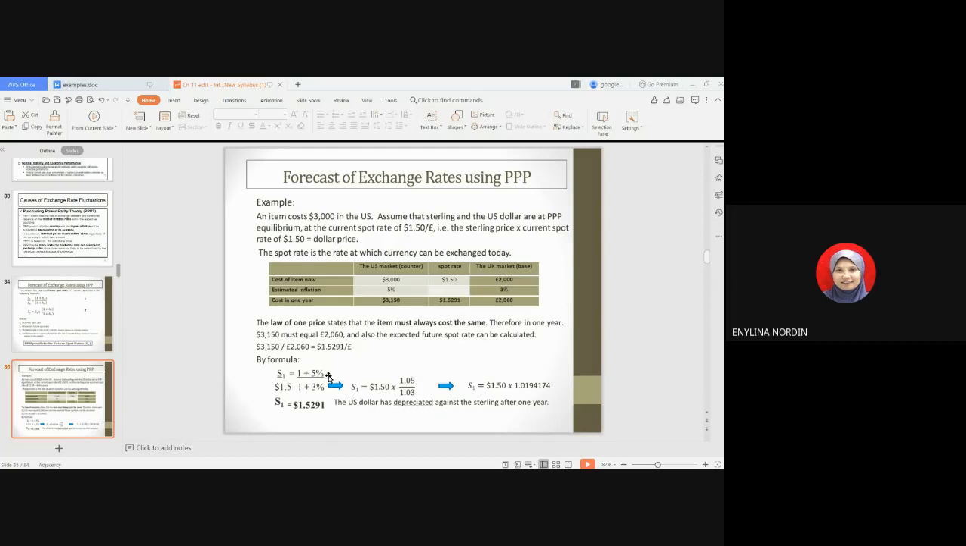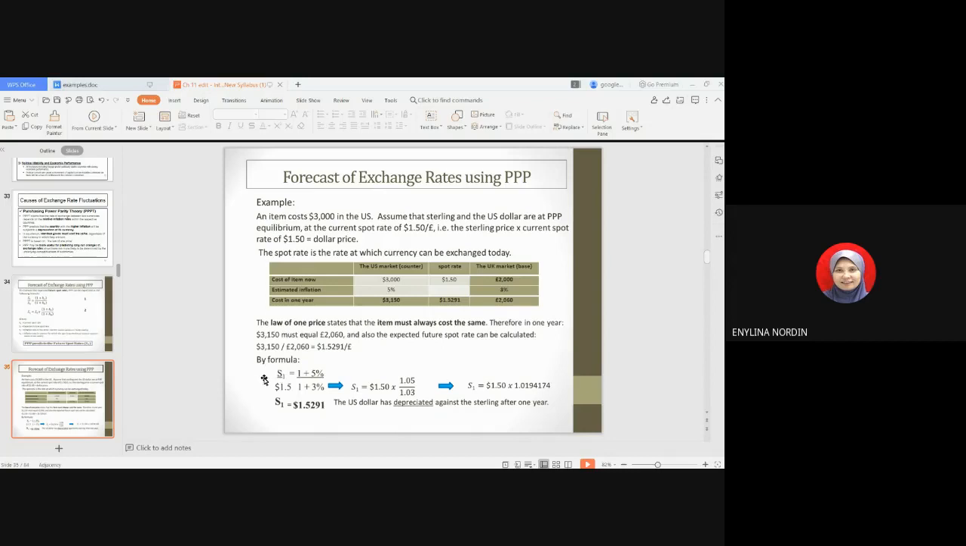So the exchange rate is going to be $3,150 divided by 2,060 pounds, then you get the exchange rate of 1.5291 dollar per pound. So UK is the base currency. If the US is the base currency, that means you will do it the other way around, and the currency will be different.